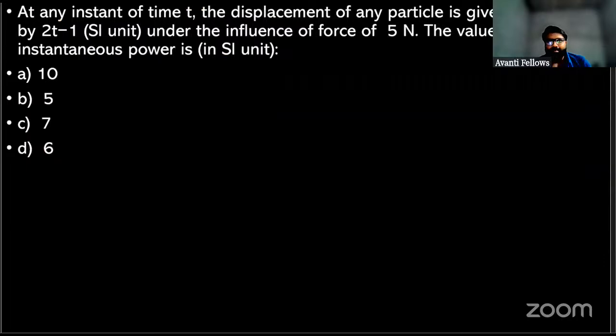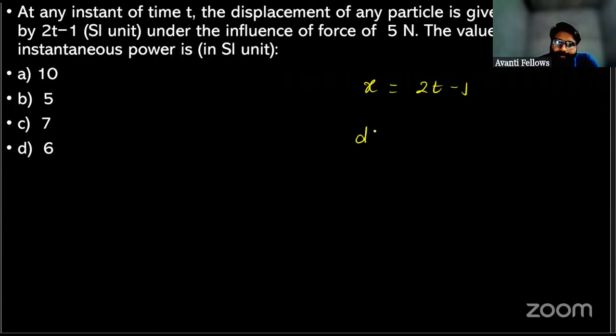At any instant of time t, the displacement of any particle is given by 2t minus 1 under the influence of a force of 5 Newton. Force is constant, displacement is variable. The value of instantaneous power is? I already told you how to calculate this. Displacement is given by x equals 2t minus 1.